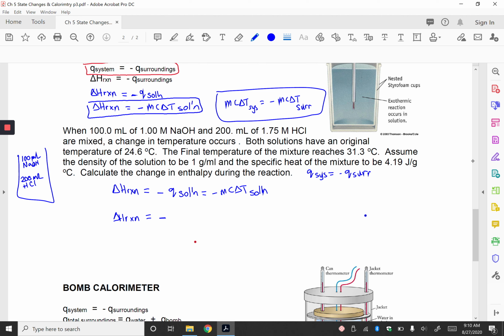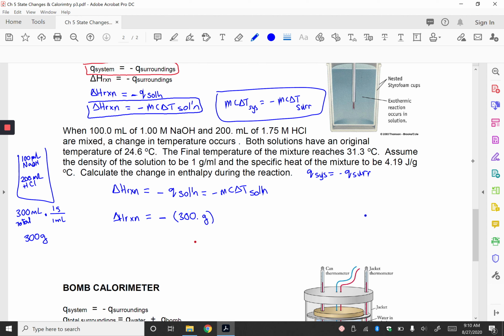So negative, what's the mass of my solution? Let's see, I have 100 mils and 200 mils, so that's a total of 300 mils total. And they tell us the density of water is 1 gram per milliliter, so 1 gram over 1 milliliter, so that tells me it's 300 grams. So 300 grams.